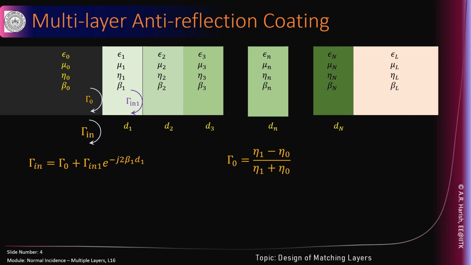At the second interface, it is gamma in 1. Gamma in 1 is the reflection coefficient in the presence of all the remaining layers and the layer number L as well. So by using the small reflection approximation, you can write gamma in as gamma naught plus gamma in 1 e to the power of minus j 2 beta 1 d1, where gamma naught is eta 1 minus eta naught upon eta 1 plus eta naught. Convinced? Good. Now we develop it further.